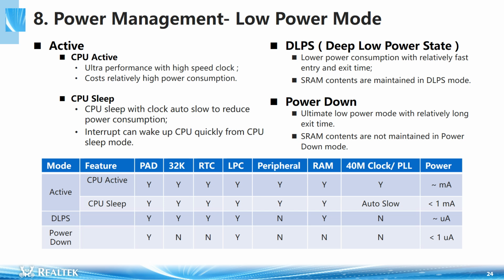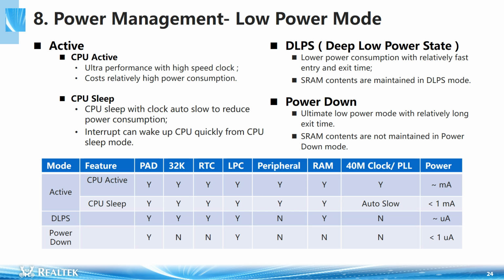DLPS, deep low power state. This mode offers lower power consumption while allowing for relatively fast entry and exit times compared to active mode. RAM content is maintained in this state, making it suitable for situations where low power consumption is needed, but the system must be ready to respond quickly.